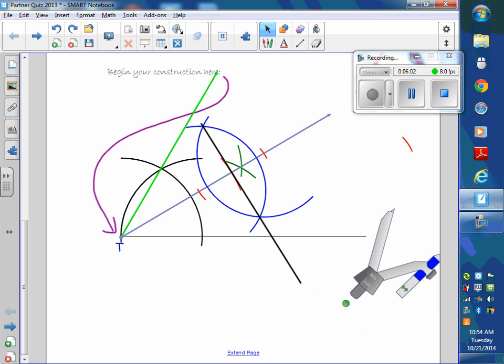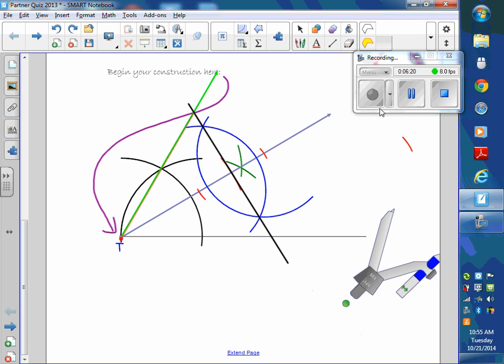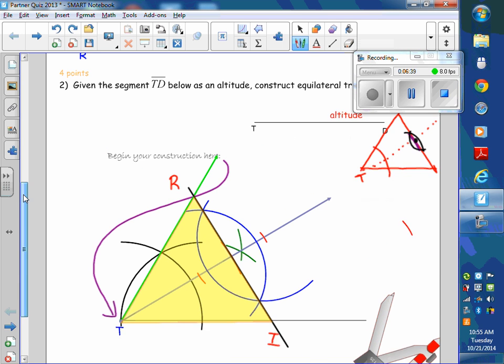So my triangle then, I'm going to shade it in so you can see the final answer. My triangle is starting here, goes to there, over to here, back to where it starts. I sort of missed point T, but you can see what you're supposed to be looking at. And you're supposed to label it T, R, I.